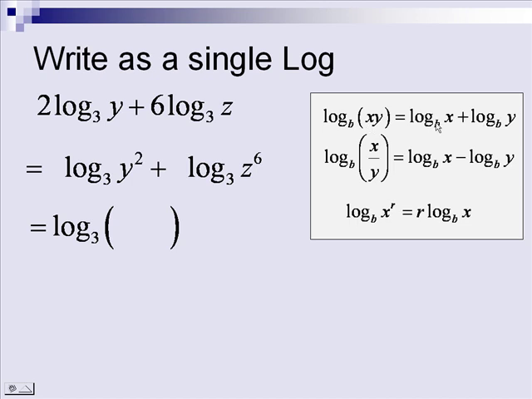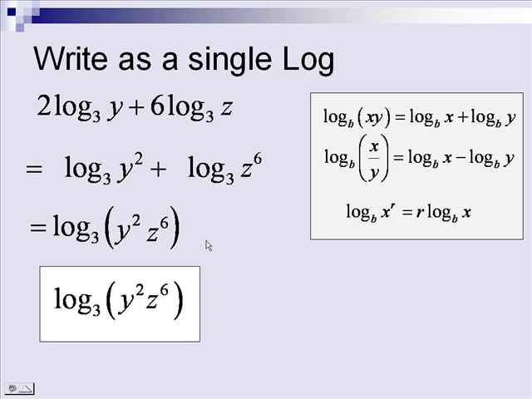So sum of logs is going to be a product inside the log. So if I have these things added outside, now I'm just going to multiply those inside. So that y squared and that z to the 6th will now be multiplied inside the log. And so we just get log base 3 of y squared times z to the 6th.